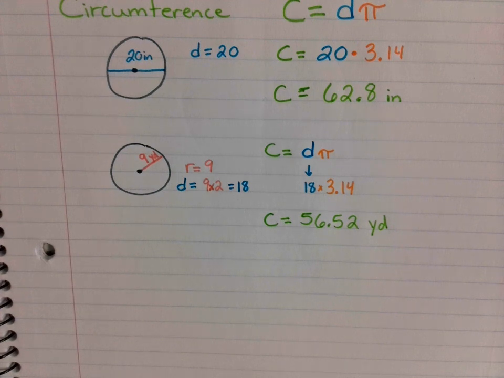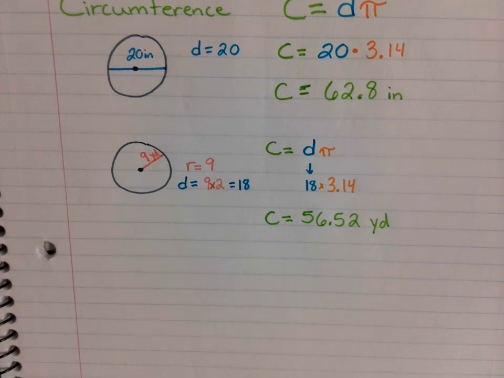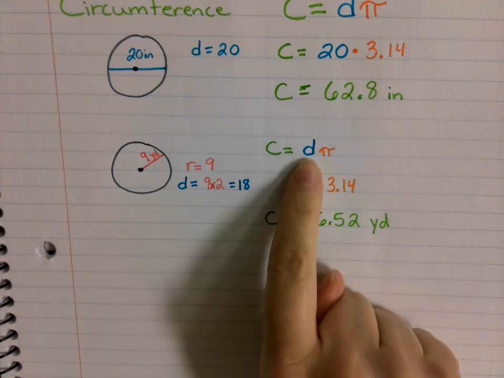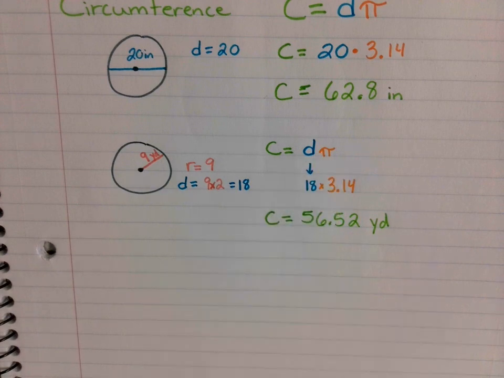Okay, so again, circumference is just taking the diameter's measurement and multiplying it by 3.14. That's all you are doing for circumference. Take the diameter's measurement, multiply it by 3.14. Any questions about how to solve for circumference?